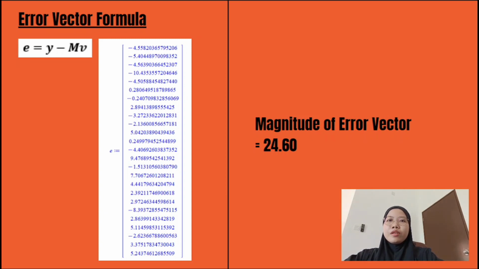Last, we need to find the magnitude of the error vector. Before we find the magnitude of the error vector, we need to find the value of the error vector. The formula for the error vector is y minus Mv. After the calculation, we can get the value of the magnitude of the error vector. The magnitude of the error vector is 24.6.